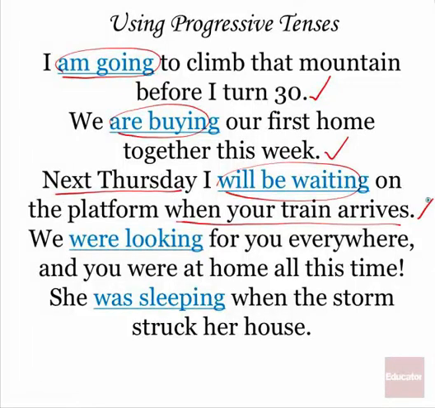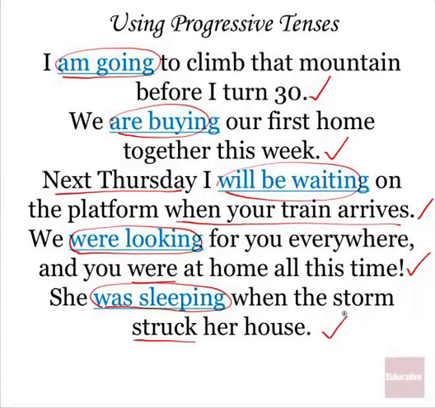We were looking for you everywhere, and you were at home all this time. Were is your indication. You have a past tense. Someone was at home at some point in the past, and the looking was ongoing, so you use the past progressive. And she was sleeping when the storm struck her house. Again, struck, past tense verb. Sleeping was an ongoing action as of the striking, so you use past progressive.